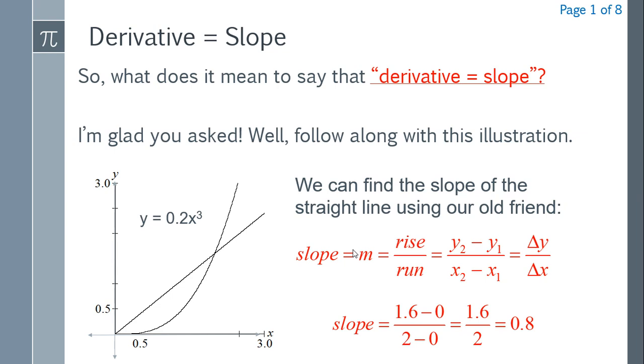Okay, well, let's take a look at this illustration. We can find the slope of the straight line here using our old friend, the slope of rise over run, y2 minus y1 over x2 minus x1. Sometimes you'll see the Greek letter delta to refer to a change. So delta is change in y over change in x here. And for this problem, we could have something like slope is equal to 1.6 minus 0 over 2 minus 0. 1.6 divided by 2 is 0.8. That would be the slope of that line.